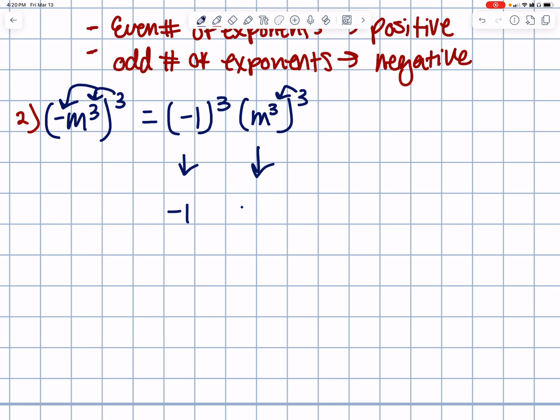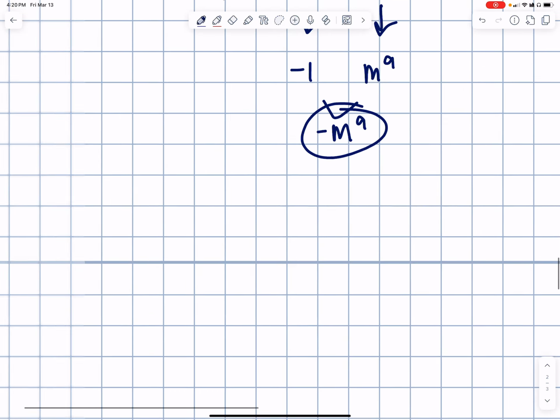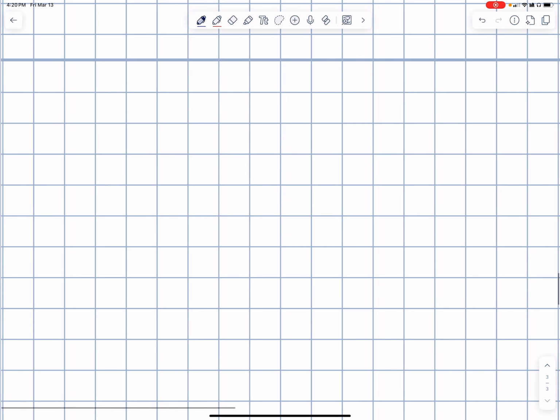So then we have, what's 3 times 3? 9. So our answer is, you could put negative 1 m to the 9, or you could just leave it negative m to the 9. I wouldn't mark it wrong if you put negative 1, but you would want to do it this way. So that's example number 2, and then we're just going to do example number 3 and call it a day.